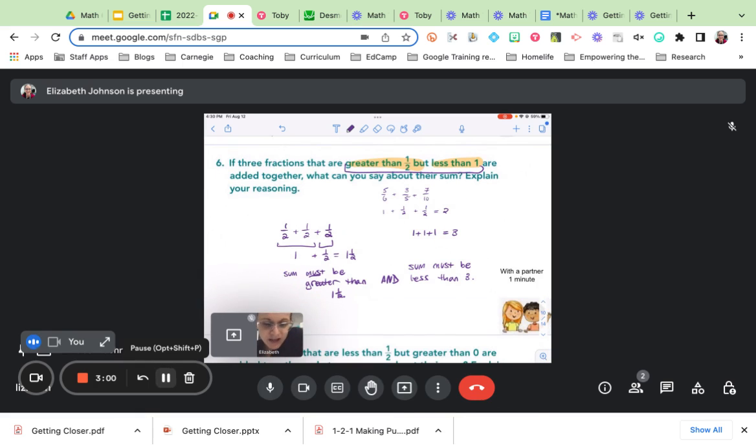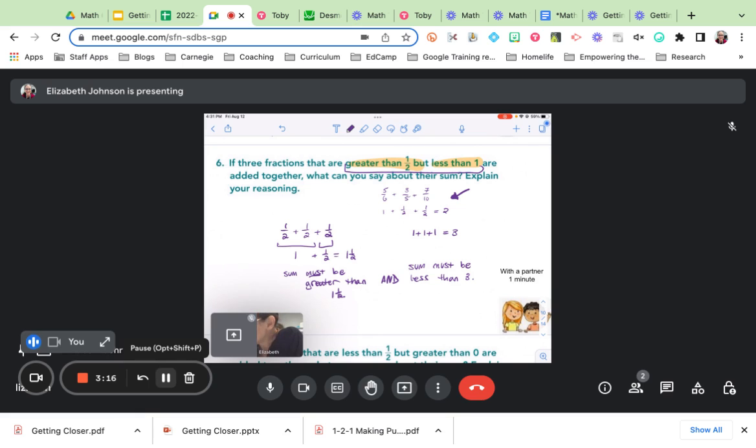This was kind of an abstract problem, and the way I approached it was first by looking at a specific example, and then by saying, well, what's the smallest it could be? What's the biggest it could be? What could happen? That's the strategy I used.